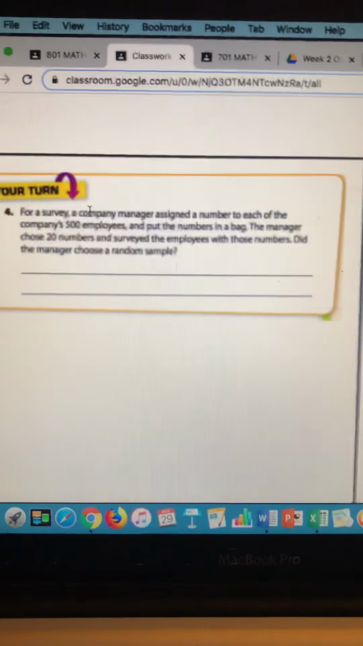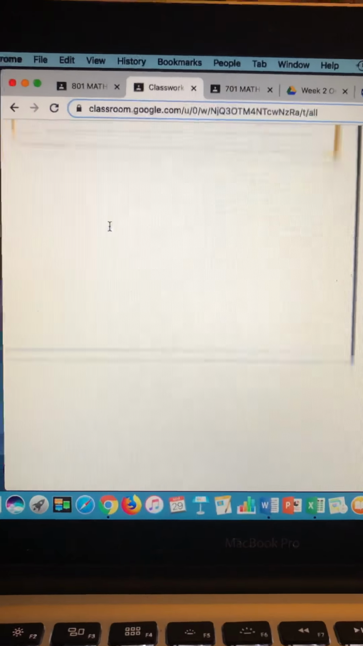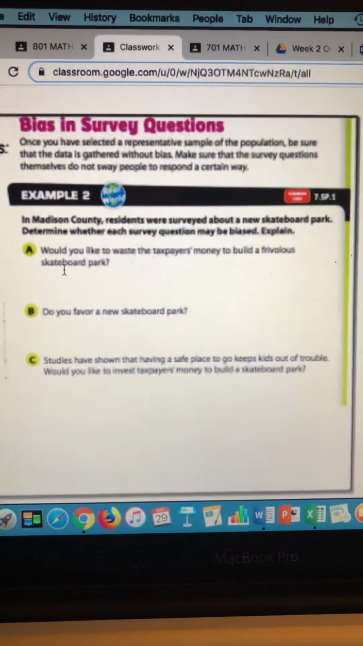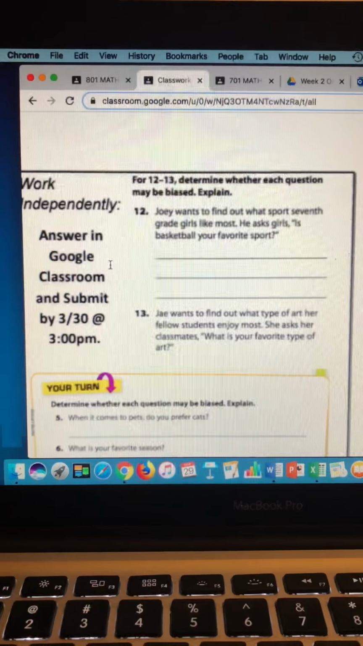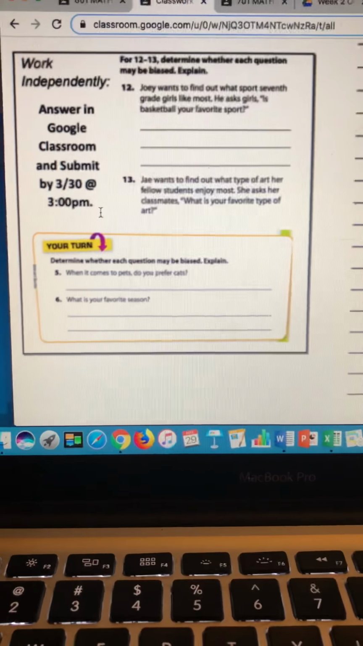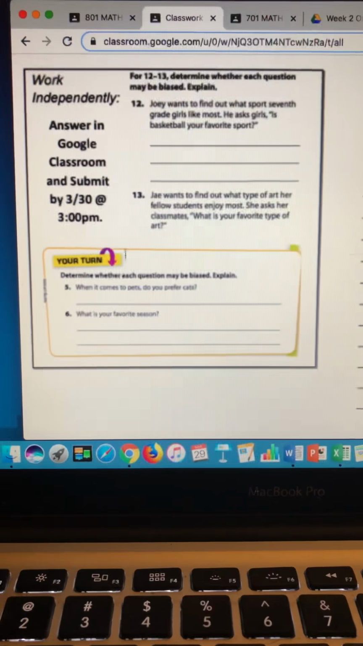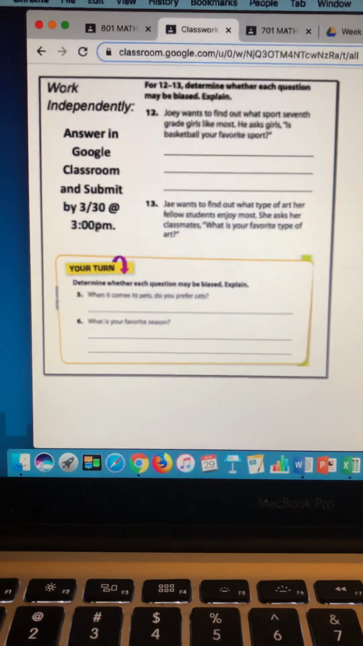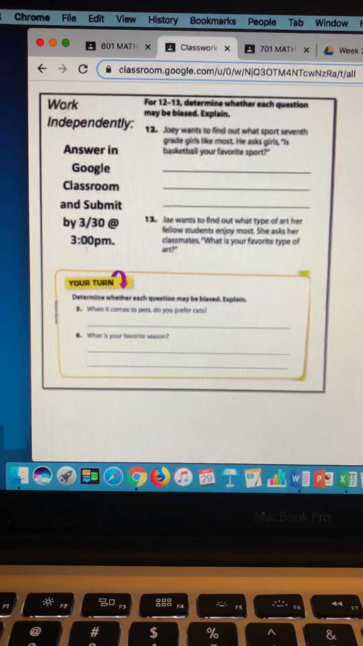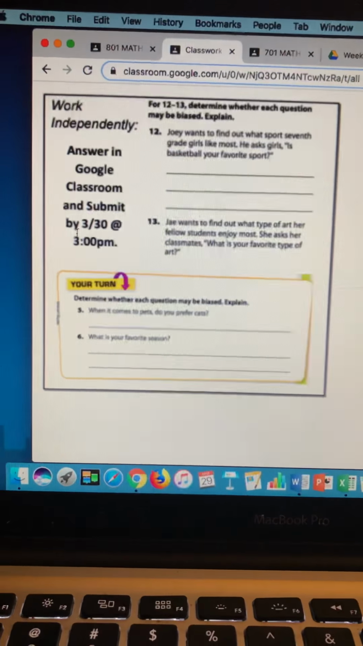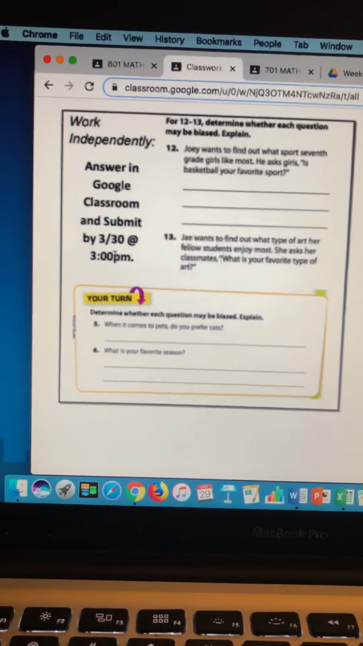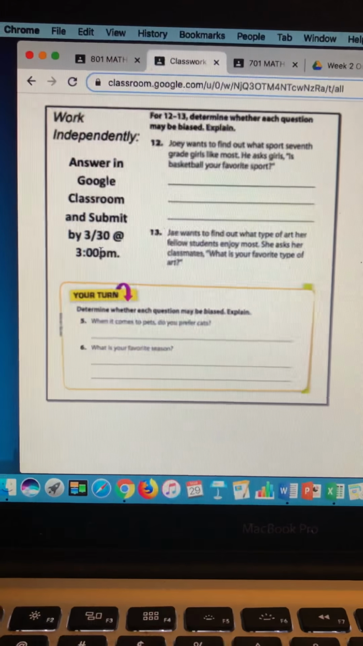Okay? Then there's a your turn for you to try on your own. It goes into a few more examples where again you're determining if it's biased or random. And then there's this, which is your independent work for you to complete as a Google form in your classroom. So it's going to be the same questions, but just in a Google form. Here it says to submit by 3 p.m., but all assignments are going to be due by 11:59 p.m. So you can disregard the 3 p.m. time on this. It's just that these are already created, so we can't change the time at this point. But it is not due until 11:59 tonight.